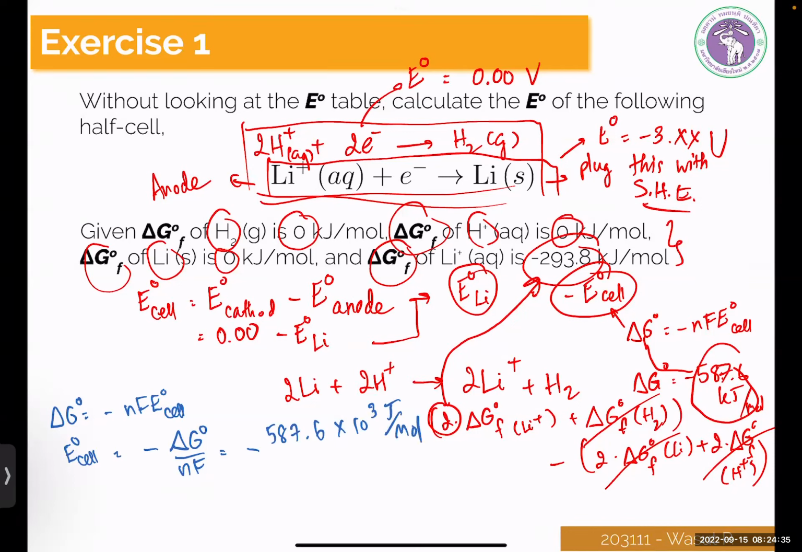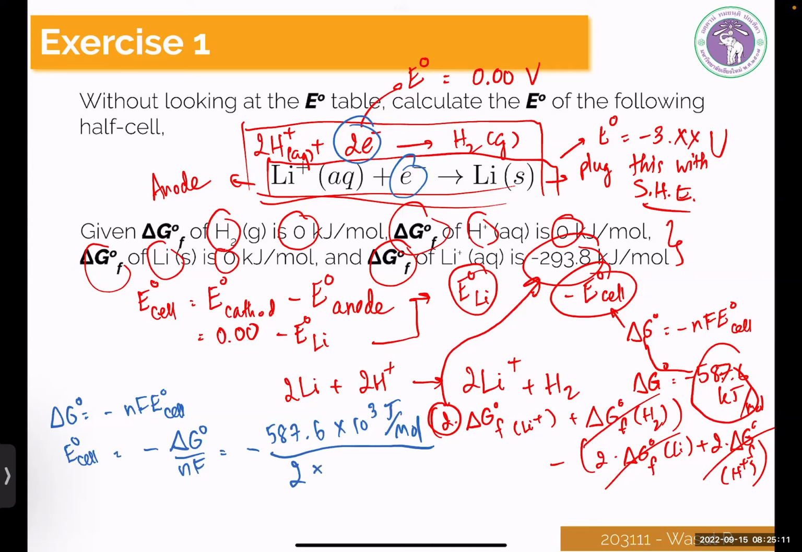Well, look at these two answers and look at the number of electrons transferred. Can you tell me what n is? 1 or 2? 2. n is 2, because it's the least common multiple of the electrons.